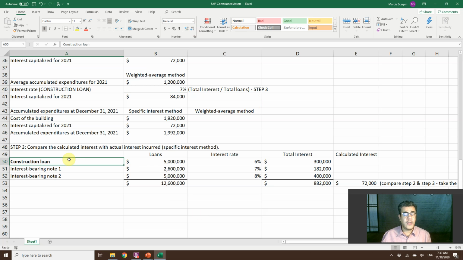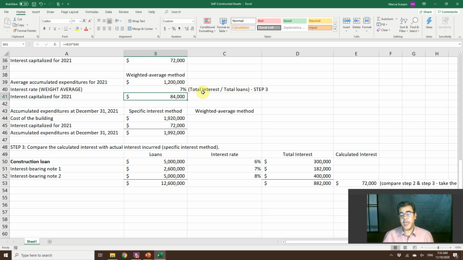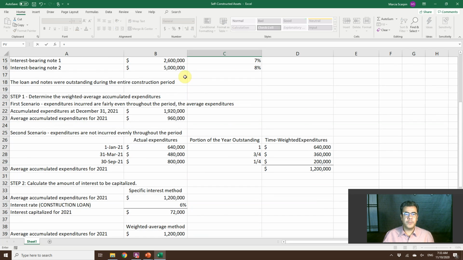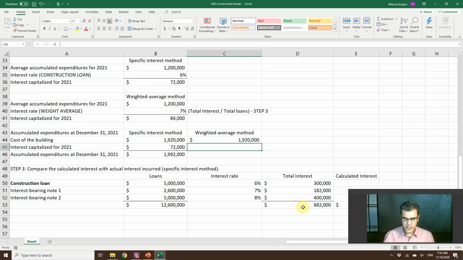So if we compare not only the construction loan, but all of our loans and notes, our weighted average interest rate would be, so not the construction loan here, weighted average, would be 7%. And then the interest capitalized would be 84. And then the cost of the building would be the same. And the interest, the lowest between 84 and total interest. So the minimum between 84 and total interest, 84. And the total would be the sum. So it would be 2 million, a little bit more than $2 million.